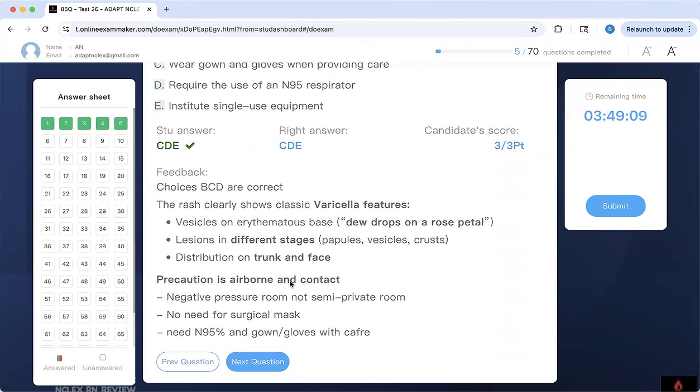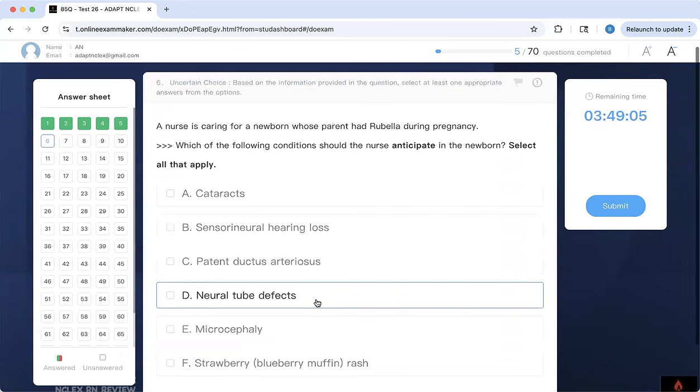These are the concept: dewdrops on the rose petal based on the picture. And this is caring for a newborn whose parent had what? Rubella during pregnancy. Mother had rubella. Which of the following conditions should the nurse anticipate in the newborn? That means the mother has rubella, and then the newborn, after it's delivered, what do you think you should see?